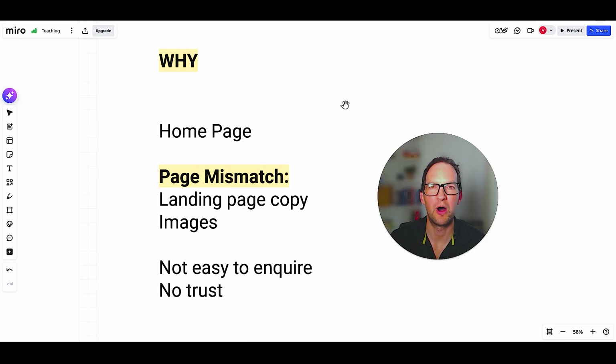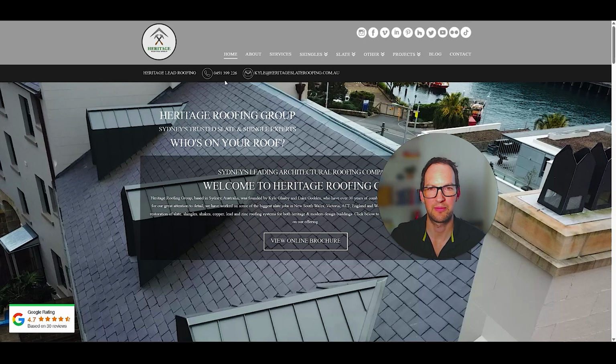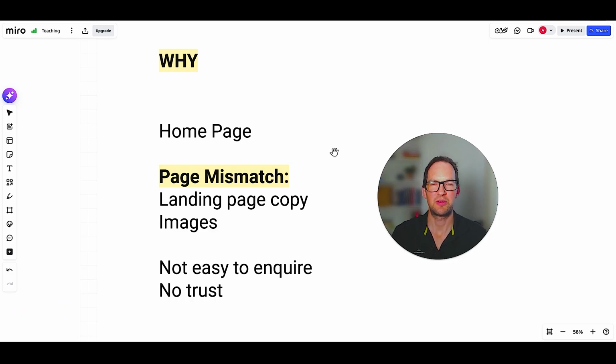So let's talk about why you might get this problem. The first problem is you're sending traffic to your homepage, and a homepage generally looks something like this, where you've got a bunch of links up the top and it's very generalized and not very focused on what you actually do. The problem with that is you're giving people too much choice. You're not focusing their attention on the problem that they're looking to solve.